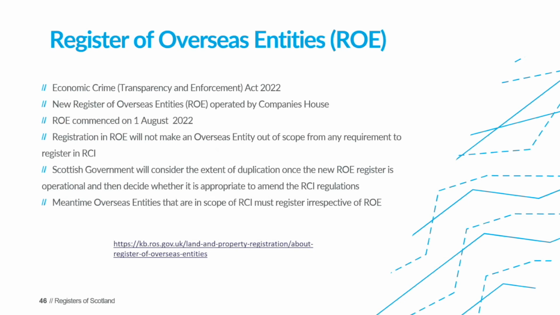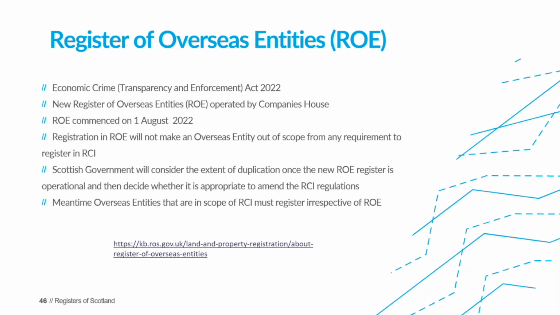I would also just like to mention the new UK Register of Overseas Entities and what that means for RCI. You may be aware of the UK Economic Crime, Transparency and Enforcement Act 2022, which attained royal assent in March 2022. This legislation introduced the Register of Overseas Entities, which is operated by Companies House in Cardiff. The aim of the new UK Register of Overseas Entities is to prevent overseas entities from using land and property in any of the UK jurisdictions for money laundering.